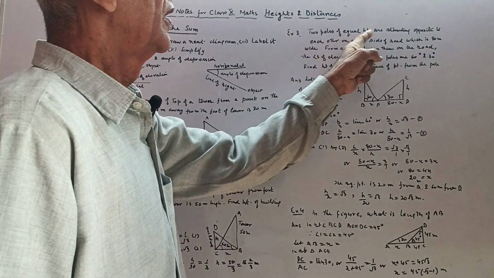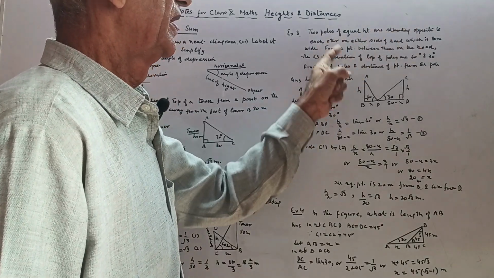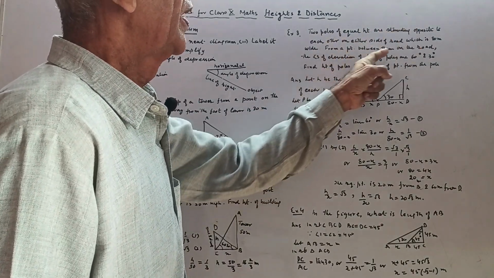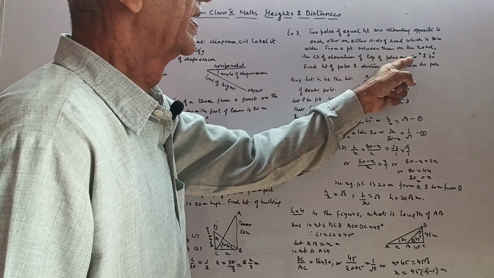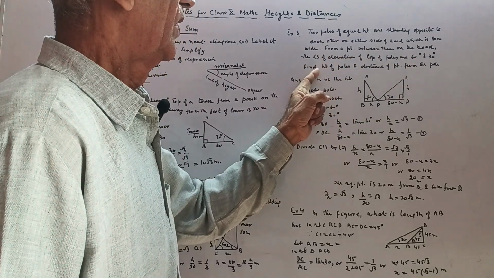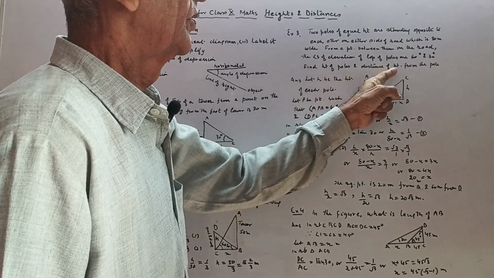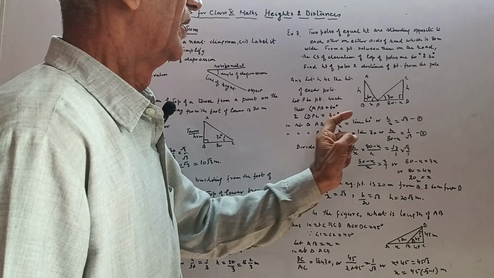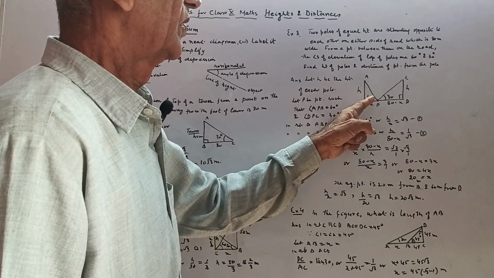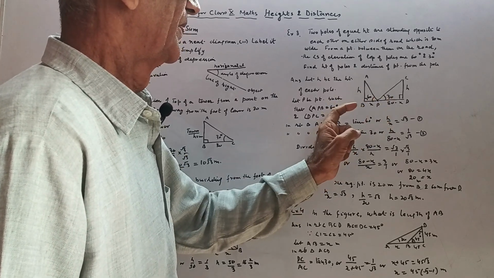Two poles of equal height are standing opposite to each other. From a point between them on the road, the angle of elevation of top of poles are 60 degree and 30 degree. Find height of pole and distance of point from poles. Let h be the height of each pole. The angle of elevation of tops here is 60 degree, here 30 degree.